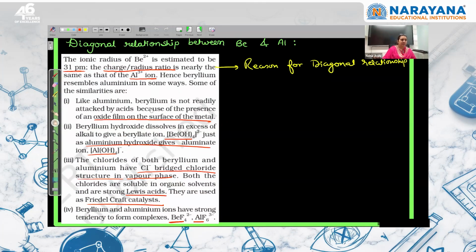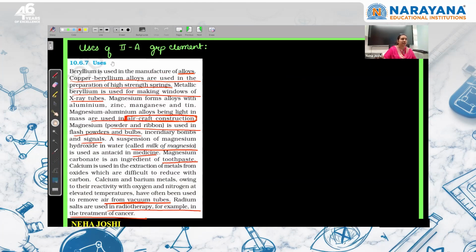Uses of second group elements. Please make a small list of this, point wise. Copper beryllium alloys, where are they used? Metallic beryllium is used for making windows of X-ray tubes. This is very important. Magnesium alloy and aluminum alloy are used in aircraft construction due to their light mass. These are all important points. You have to remember them.